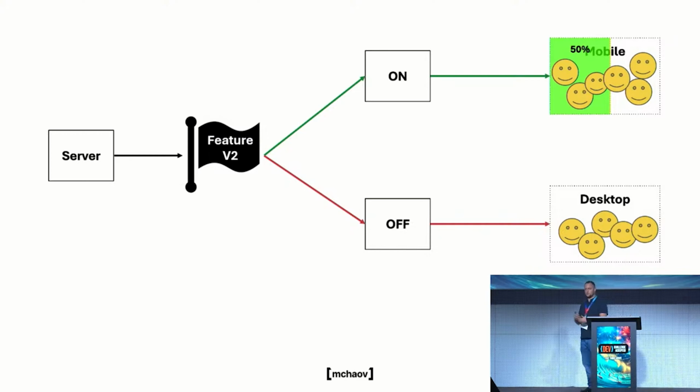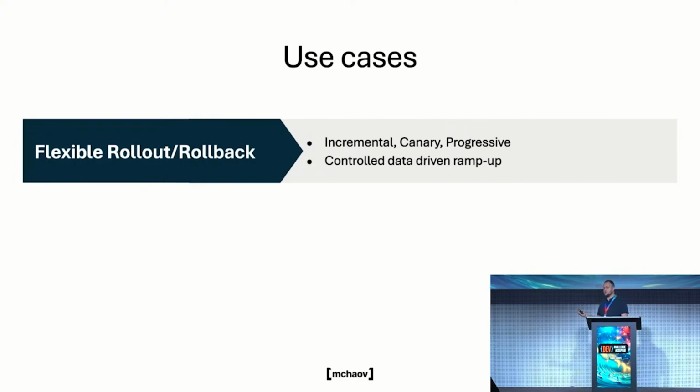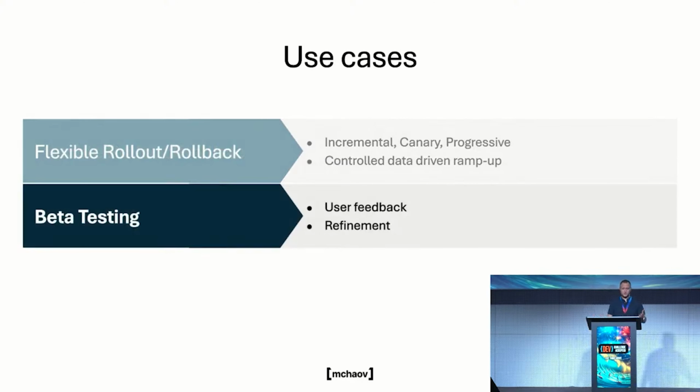How the feature proves to be successful or not is based on business KPIs, which are being monitored. As soon as we get high confidence, we can release the feature to the entire population. This is basically the first use case of feature flags, flexible rollout and rollback. The whole point of this is to actually decouple the deployment of source code from the actual release of the feature. Very useful.